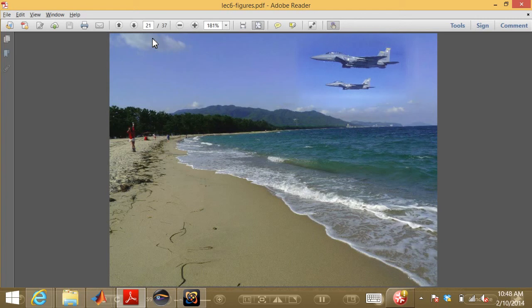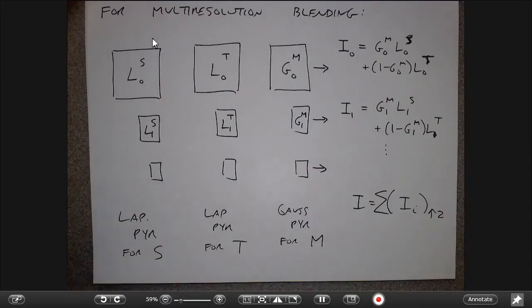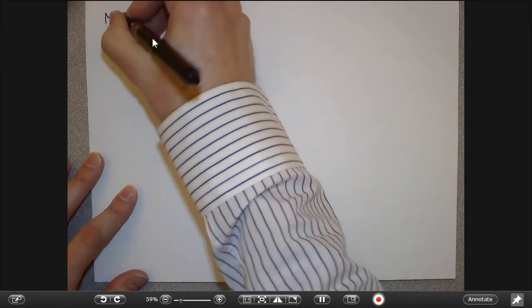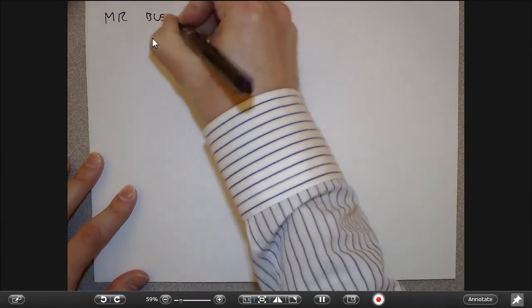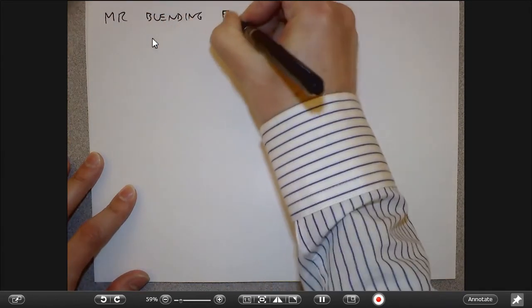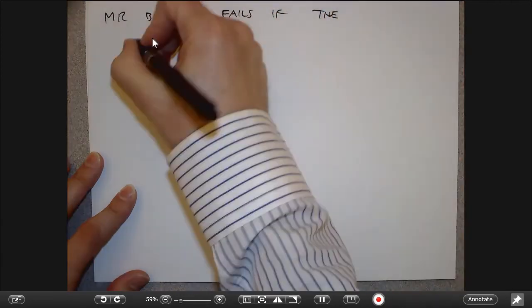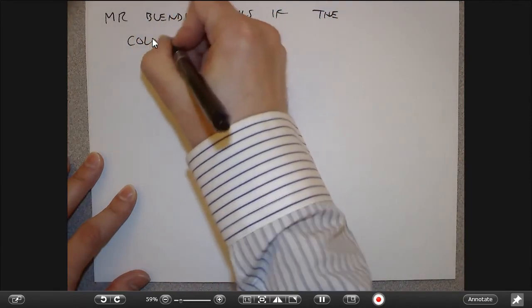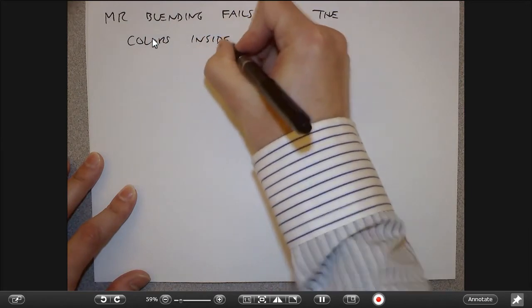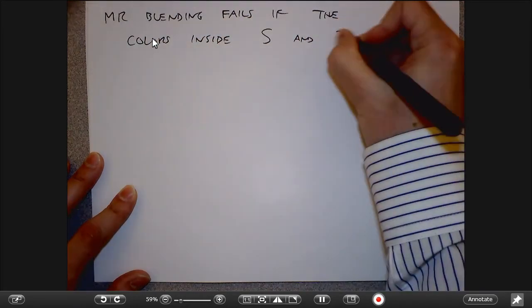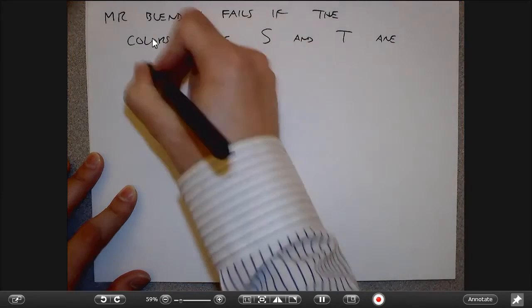So what can we do to make that better? So the idea here is the following. Basically, multi-resolution blending fails if the colors inside the source and the target are too different.